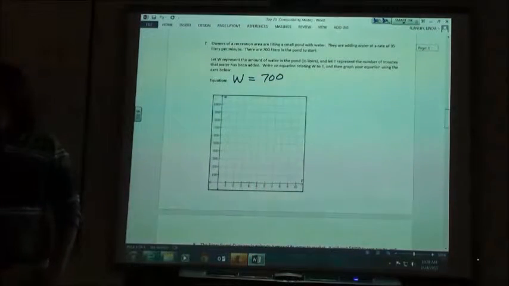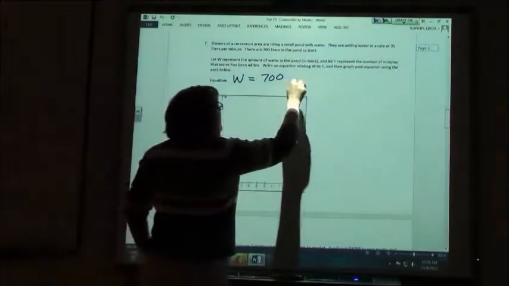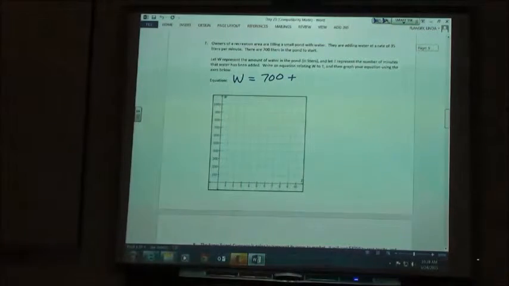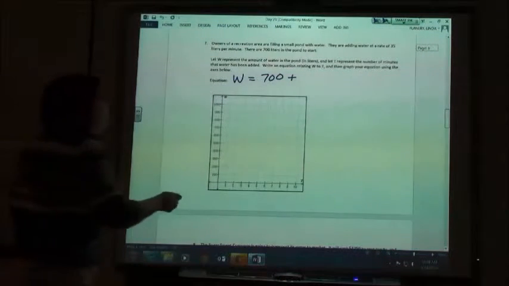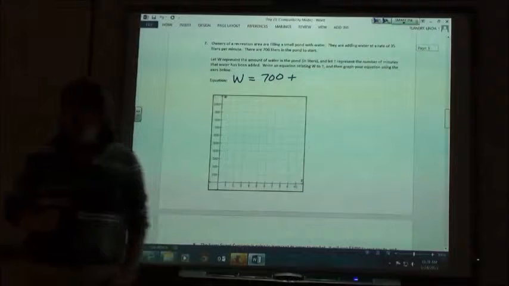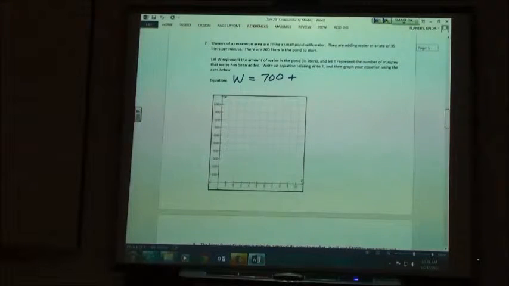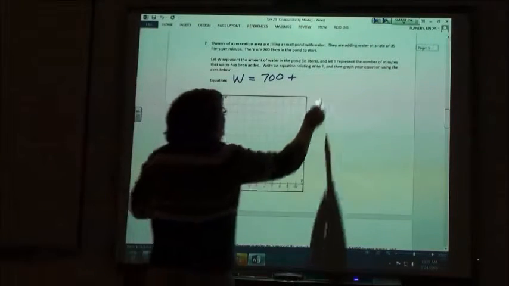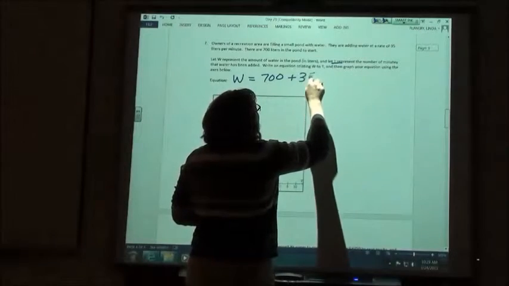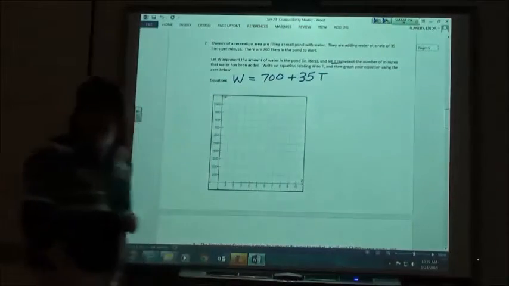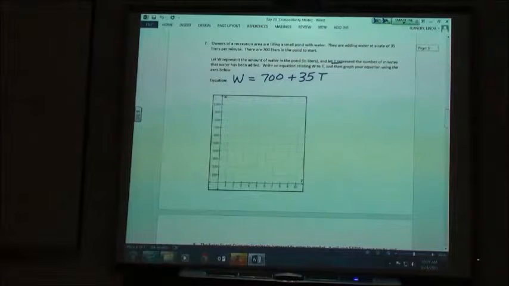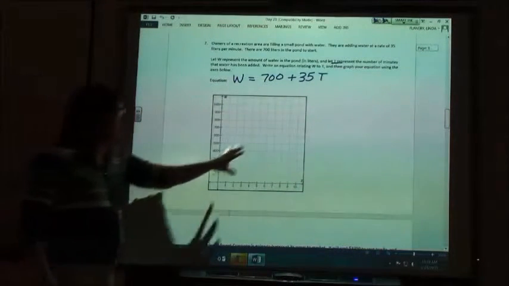We are then going to add water, right? We are adding water at a rate of 35 liters per minute. How would I represent that? 35. We're going to use the variable it tells us to use, though. T. 35 T, 35 liters for however much time I let the water run. So there's my equation. I now need to get it on the graph.